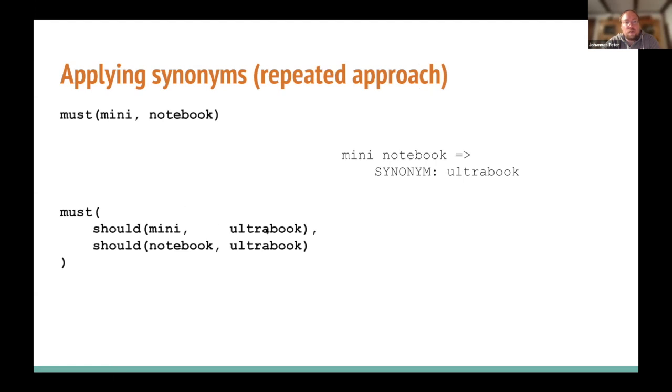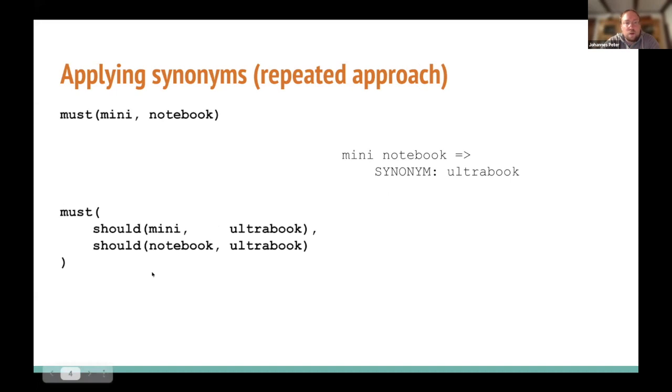And this is that you do the same, but finally you do not nest the must clause, but you keep the must clause and you embed the terms in the term queries or the terms in the must clause into a should clause, and you will add ultrabook as a synonym in a repeated manner to the respective terms. And from a logical perspective, you achieve here more or less the same.